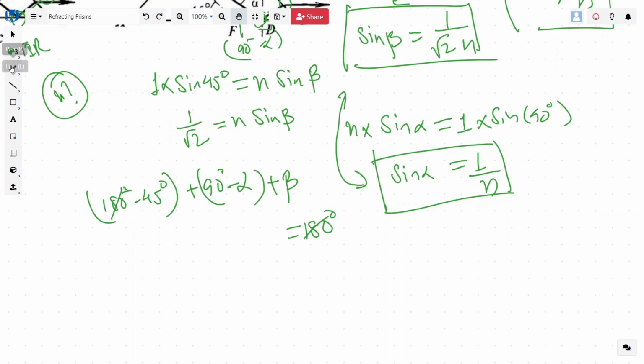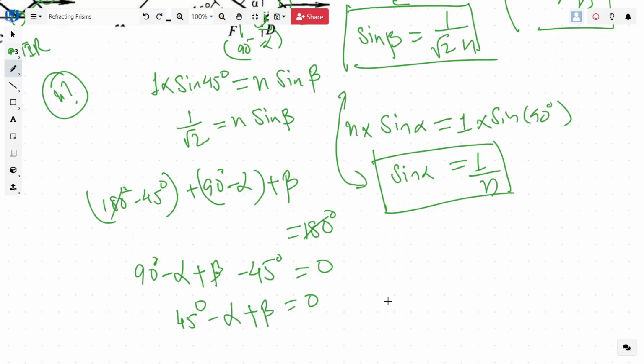Okay, so this one will get cancelled, and this will be something like 90 minus alpha plus beta minus 45 is going to be 0. 90 minus 45 is going to be 45, minus alpha plus beta is going to be 0. Now we have alpha is going to be equal to 45 degrees plus beta, right?